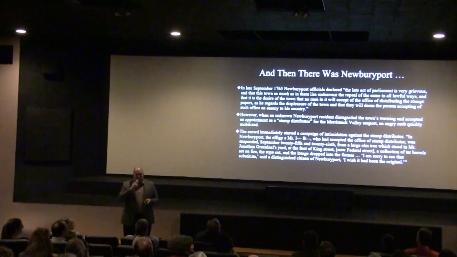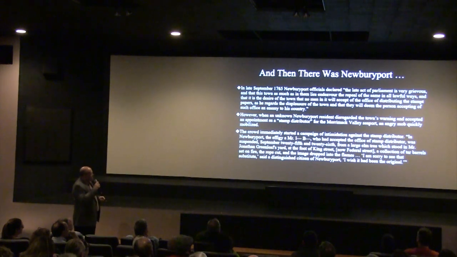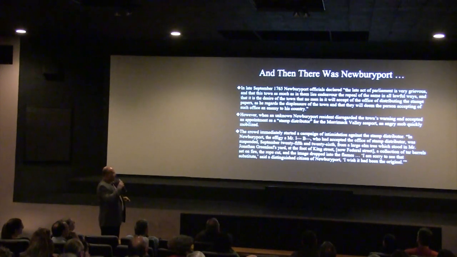The crowd immediately started a campaign against the stamp distributor. And according to a 19th century account, in Newburyport, the effigy of a Mr. I-B, who had accepted the office of stamp distributor, was suspended September 25th and 26th from a large elm tree which stood in Mr. Jonathan Greenleaf's yard at the foot of King Street, which is now Federal Street. A collection of tar barrels were set on fire, the rope cut, and the image dropped into the flames. Ooh, this is like an 80s rock concert for me.